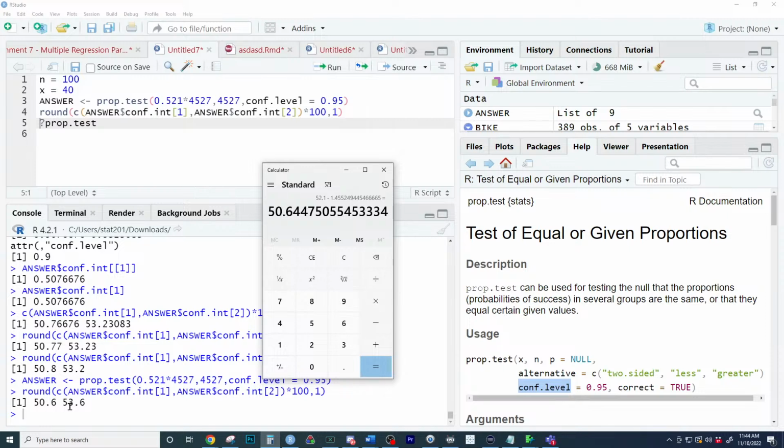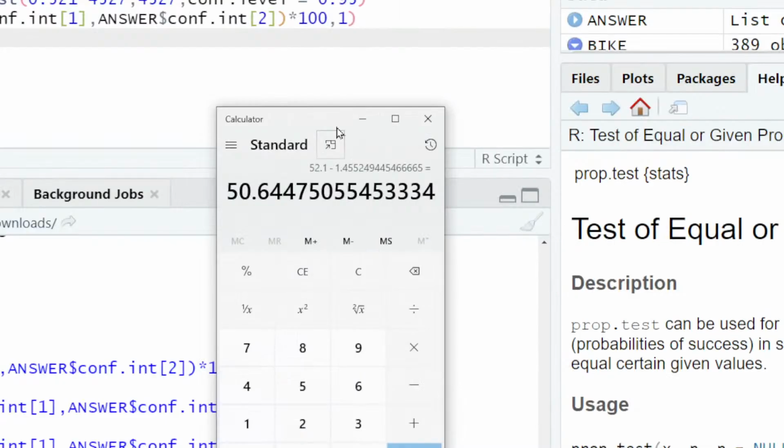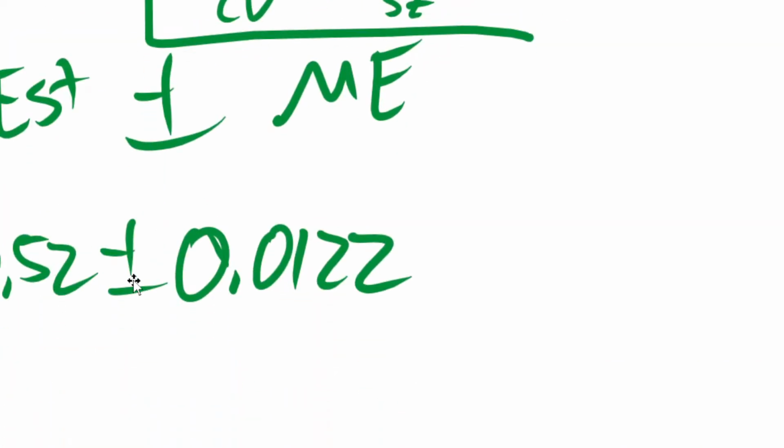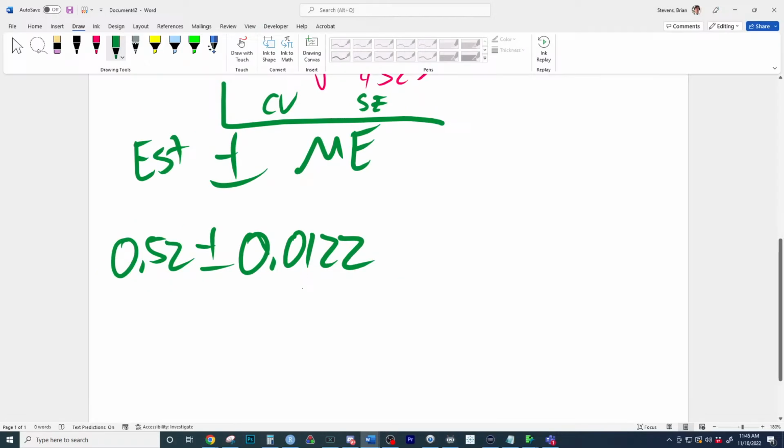Why is the 50.6 not negative? Because it's 52.1 minus, if you can see it right there on my calculator, 52.1 minus this, so it won't be negative. Because you're doing 52.1 plus or minus the margin of error. You're just saying plus or minus this amount, so you're going your estimate plus or minus that right there. Oh, you can't see because I'm too zoomed in. Does that make sense? And then you have to times it by 100 because it wants it as a percentage.